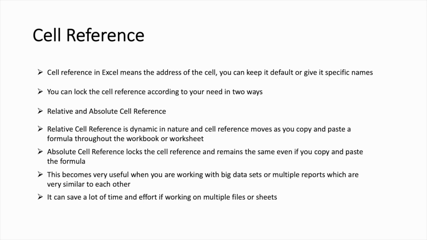You can also lock a particular cell reference when applying it in a formula, which prevents your formula from getting distorted when copying and pasting it across the sheet or workbook. There are two types of cell locking. One, relative cell references, which, as the name suggests, are relative and dynamic in nature. When you copy and paste the formula, the cell reference moves along with it. And two, absolute cell references, which lock the cell address and do not move when you move the formula.